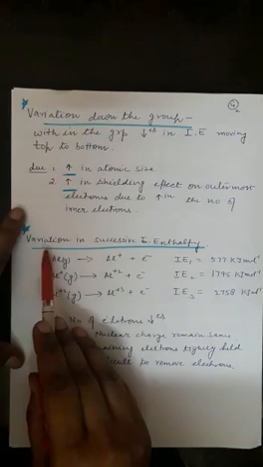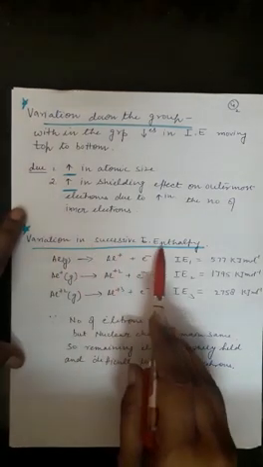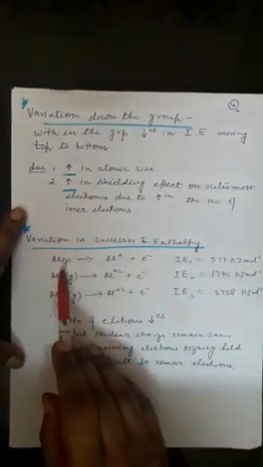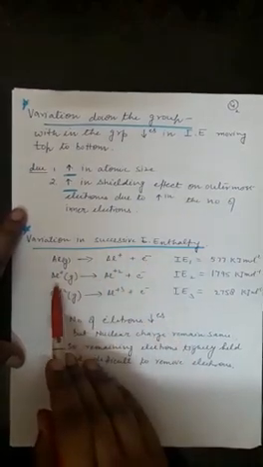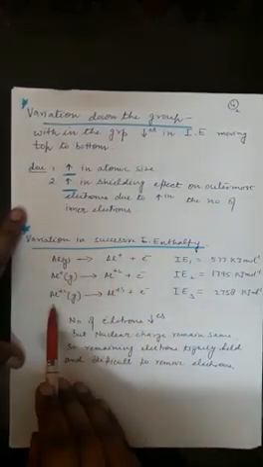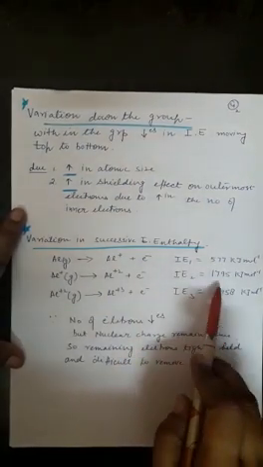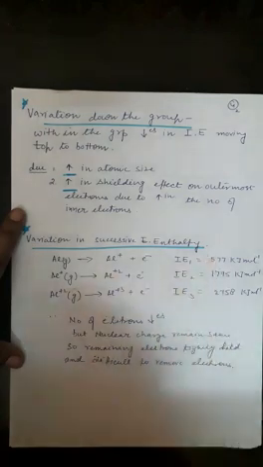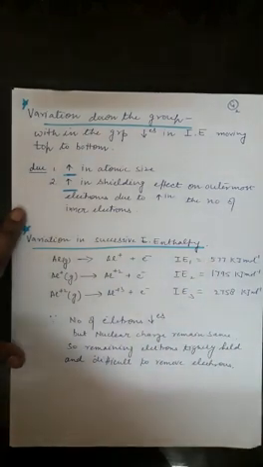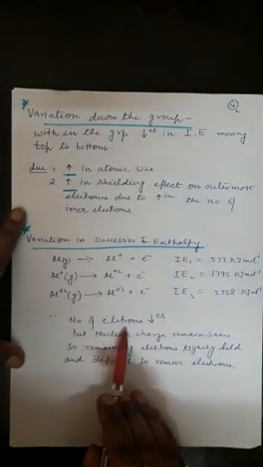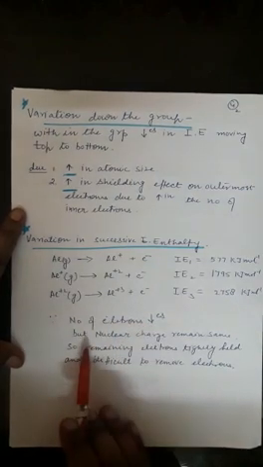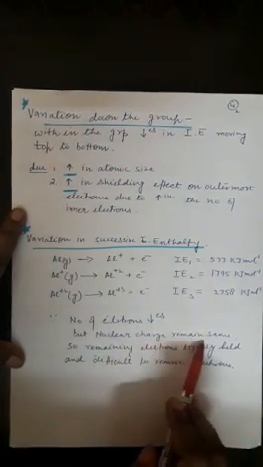Now variation in successive ionization energy. In case of aluminium, first electron is removed, after that second electron is removed, after that third electron is removed, one by one. Keep focusing on their ionization energy. First ionization energy is less, second ionization energy is greater, and third ionization energy is much more than 1 and 2, because number of electrons decreases but nuclear charge remains the same.